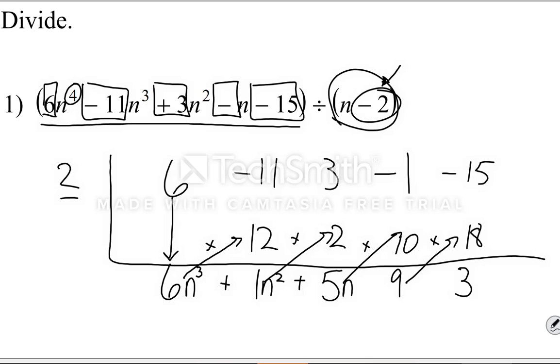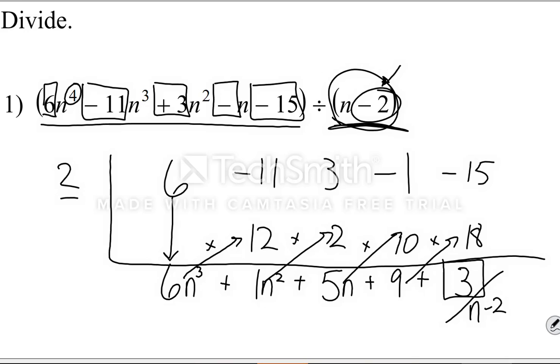I'm going down, so I don't have any n's next to the 9. But if you notice, there is a 3 at the end. That is our remainder, so it's plus 3 as a remainder. And how I write it is I take the 3 and divide it by what I actually divided by, which was the n minus 2.